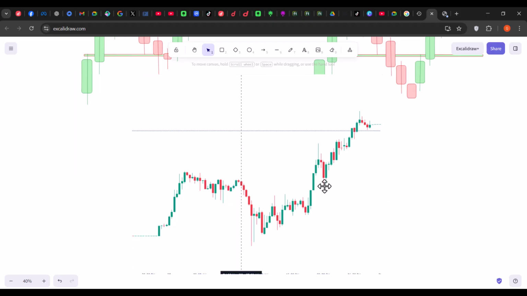Now, if you see this chart right here, would you be able to tell me the exact time frame it is? Let's assume you don't know the time frame I took the screenshot from.